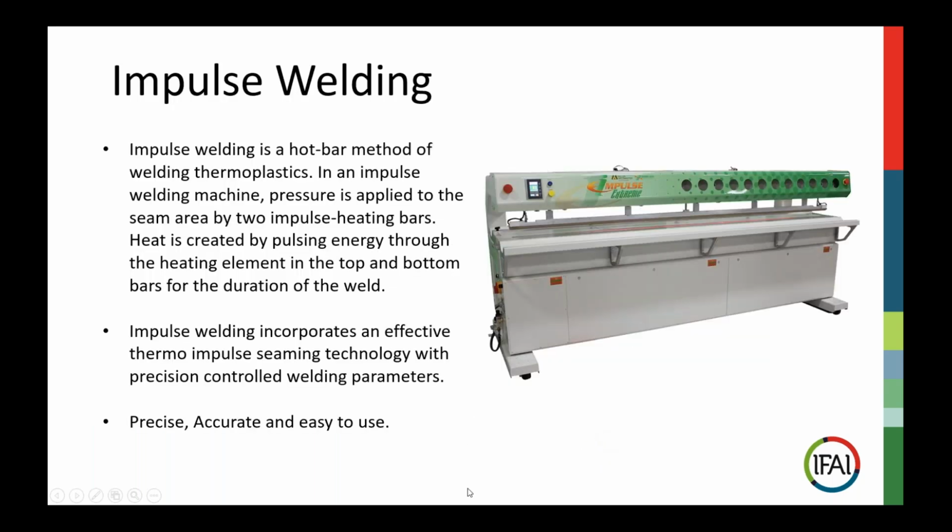Impulse welding. So what is impulse welding? Impulse welding is about heat, speed, and pressure. You're going to hear me say that over and over during this presentation: heat, speed, and pressure. Impulse welding, in simplistic terms, is a machine. It basically has 2 bars with 2 heating elements, on the top bar and bottom bar. The heat is created by pulsing energy through the heating elements on the top and bottom of said bars.